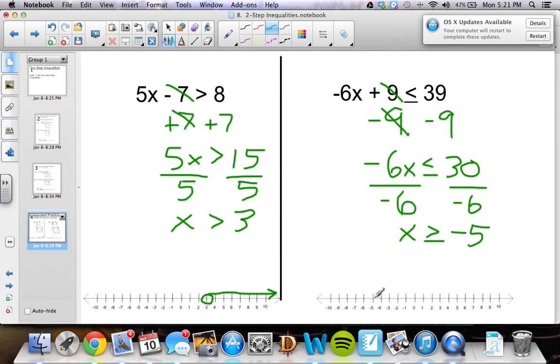And we're just going to come down here and find -5. Closed circle. So x is greater than or equal to -5, so it's every number to the right.